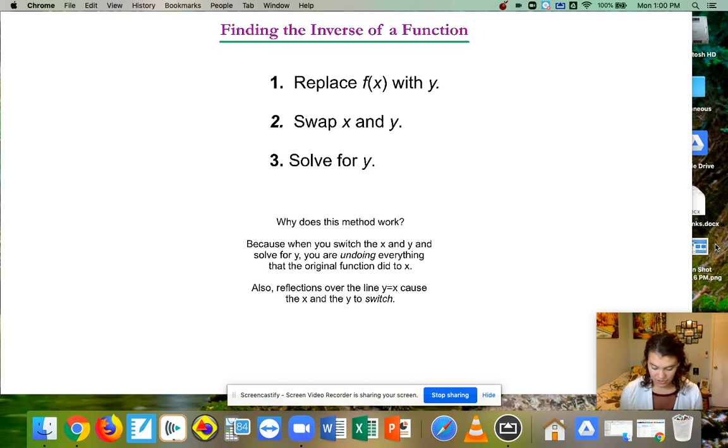So then how do we actually find the inverse of the function? You're going to follow these steps. You're going to change your f of x into y, just so it's y and x variables. You're going to switch the x and the y, then you're going to solve for y. This works because when you switch the x and y and then solve for y, you're undoing everything you originally did to the function to get x. So you're in a sense reflecting over the line y equals x.